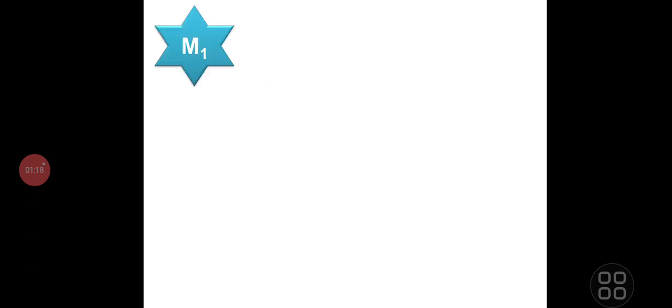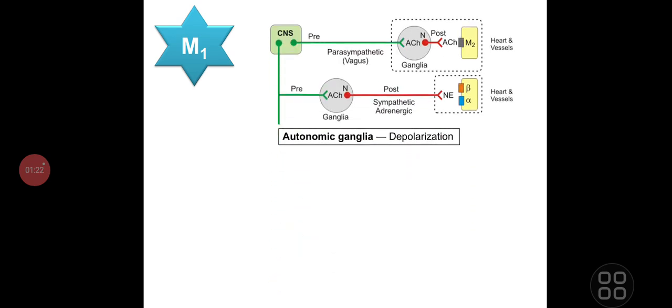So first we are talking about M1. So this M1 is present in a ganglia, means autonomic ganglia. Ganglia is the region where preganglionic neuron and a postganglionic neuron communicate with each other. So here, as you can see in this diagram, in both parasympathetic and sympathetic system, this preganglionic neuron receives signals from CNS and reaches at ganglia.